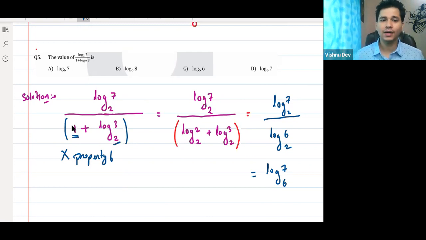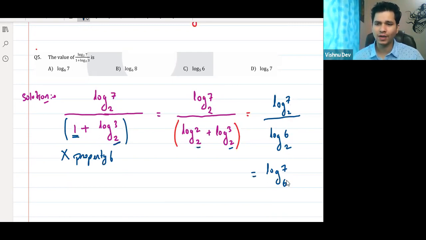I can say 1 can be written as log 2 base 2, which is property 5. Yes or no? Yes, sir. Now, sir, base is same. Log A plus log B can be written as log A into B. So 3 into 2 will be 6. Right, very good. Now this is the reverse of property 6. Log 7 base 2 divided by log 6 base 2 is log 7 base 6.